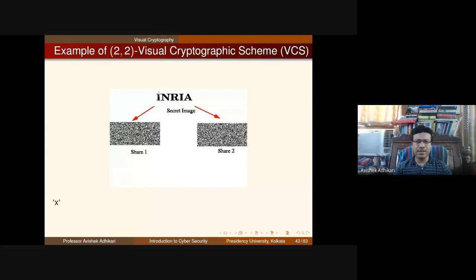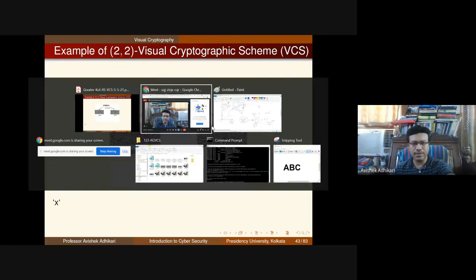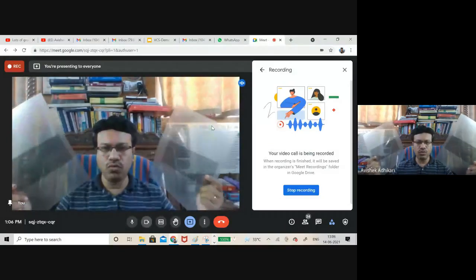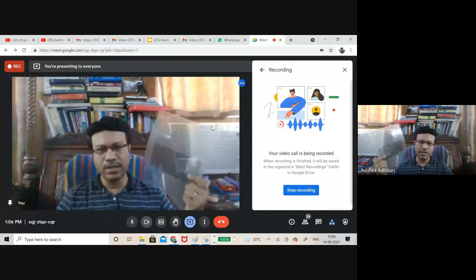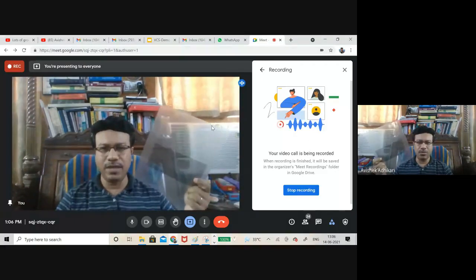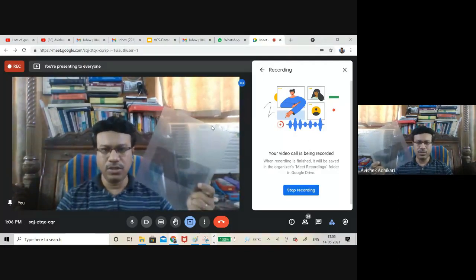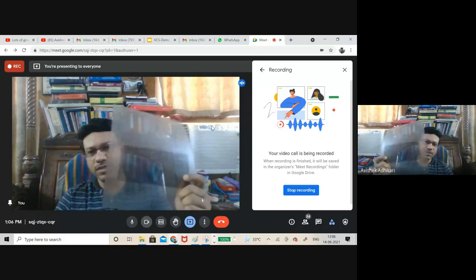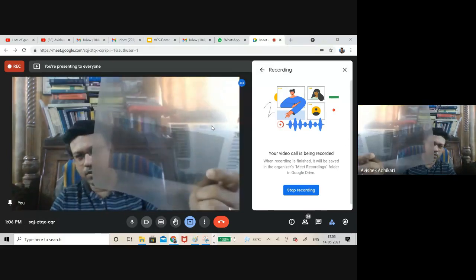This secret, the dealer wants to distribute among two participants. So the dealer is going to give the two participants two shares. Note that these shares are nothing but random looking patterns printed on transparent sheets. On each transparent sheet, some square boxes are printed, and you can see that some dots are printed there.